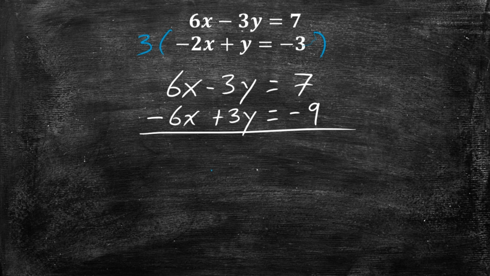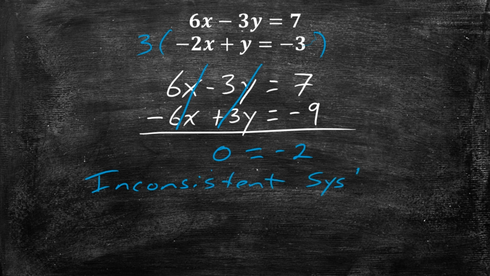All right, and when we do that, what we see here is that the x's cancel and the y's cancel. So we get 0 is equal to negative 2. And what this means is that the equation is false. So we have an inconsistent system here. Therefore, there is no solution to this problem.